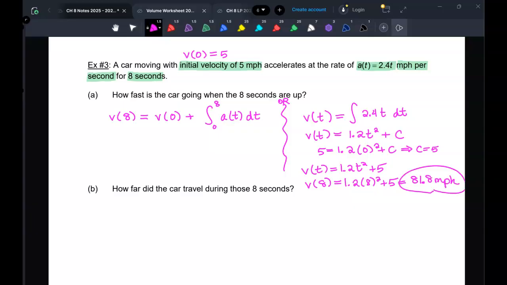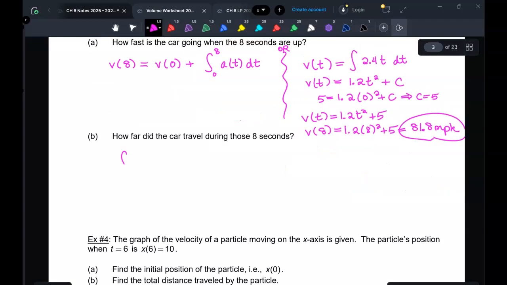Okay. Now, we could have done the exact same thing all on our calculator, and we would get the same answer: initial velocity plus the change from the acceleration. However, how would we find part B? How far did the car travel during these 8 seconds? The integral from 0 to 8 of the absolute value.